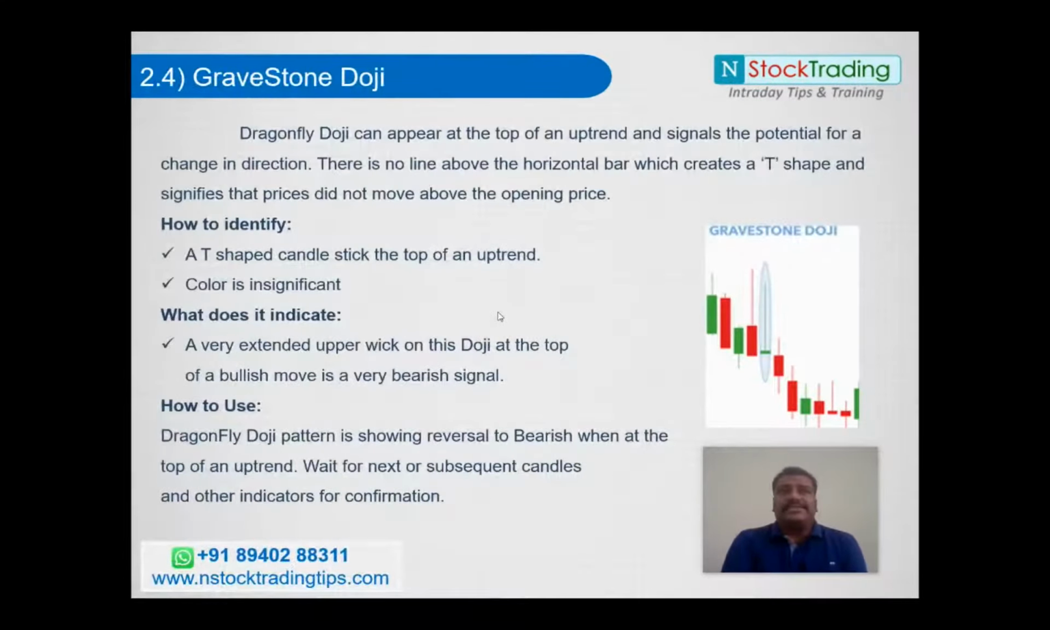Next, we have the Gravestone Doji, which is the reverse of the Dragonfly. It's an inverse T, and usually it forms at the top of an uptrend. At that point, if we find a Gravestone Doji, it means there is a possibility of reversal. The trend is going to change from bullish to bearish. There is a possibility, so we'll have to wait for the next candle. And once the next candle is bearish, we can enter and go for a short or sell. Okay, this is about the Gravestone Doji.